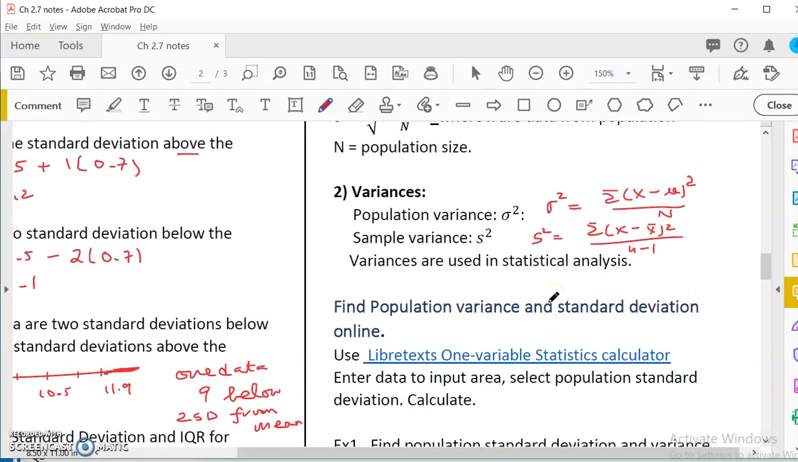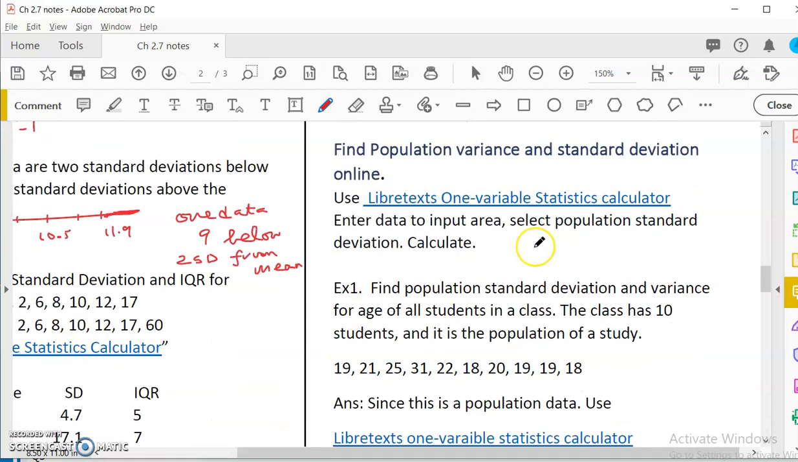We don't use it to compare variation, but it's used in statistical analysis. The behavior of s squared is very special, so that we can actually analyze it. And by analyzing it, we can also analyze standard deviation. So how do I find population variance and standard deviation?